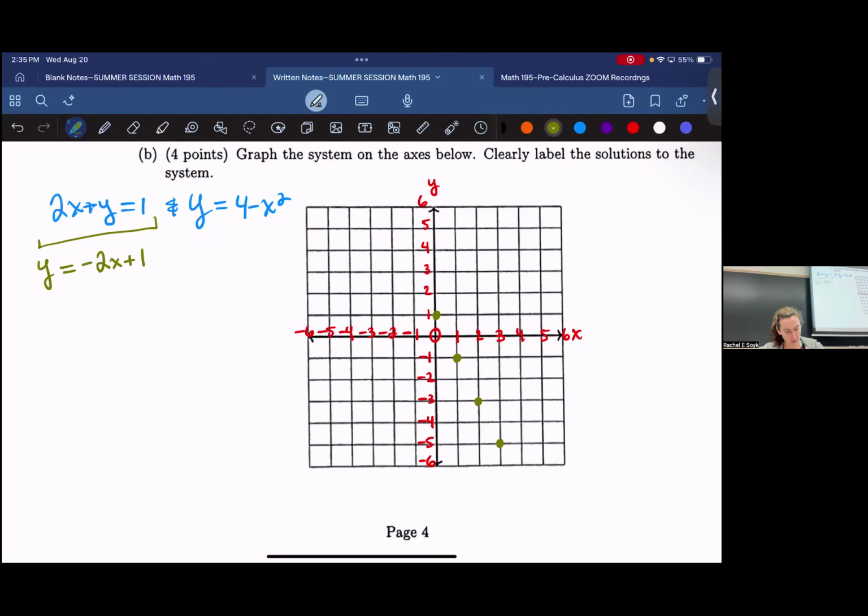So we can plot a few points and then connect the dots. And then don't forget to write the equation of the line.